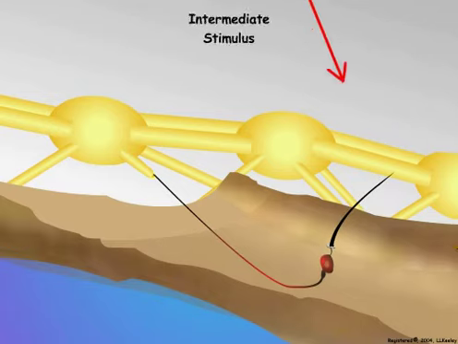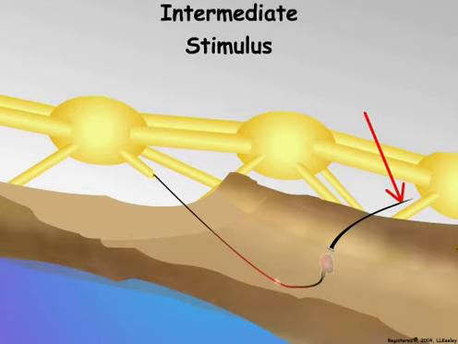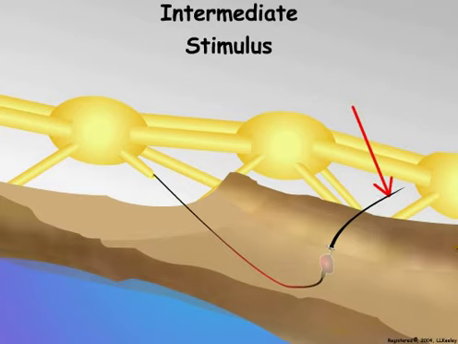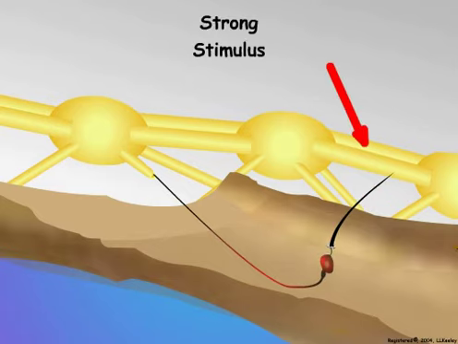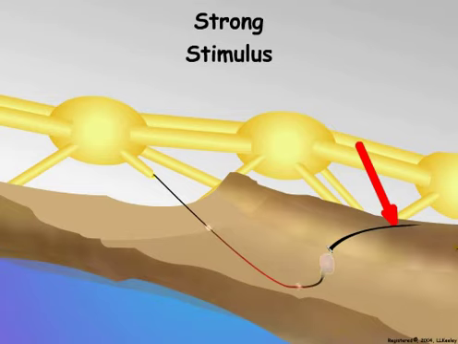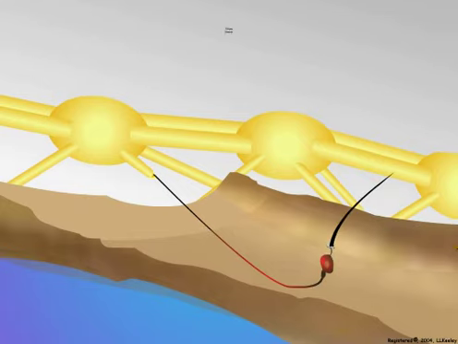A stronger stimulus causes a greater depolarization of the dendrite and a higher frequency of nerve impulses in the axon. Lastly, a strong stimulus causes an extreme bending of the hair and a strong depolarization of the dendrite, resulting in a high frequency of nerve impulses in the axon.